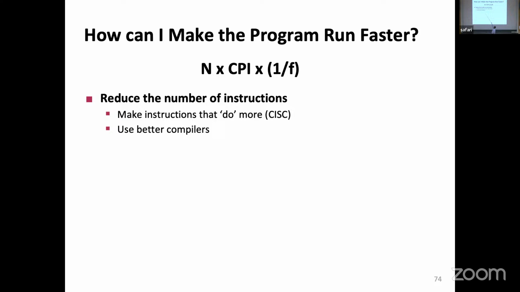One way of doing it is to make instructions that do more. Instead of having an instruction that can only add 2 operands, why don't I have an instruction that does an FFT? Would be great. The second one is that we have a high-level language describing it.